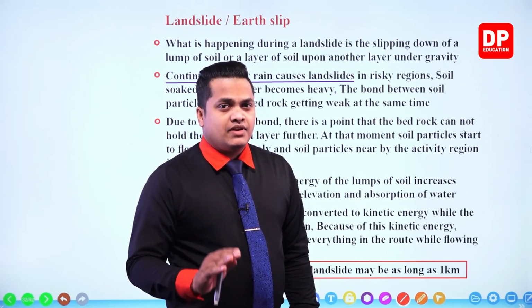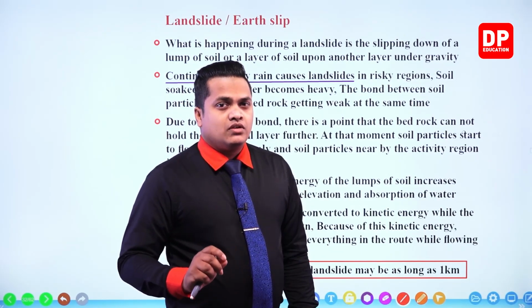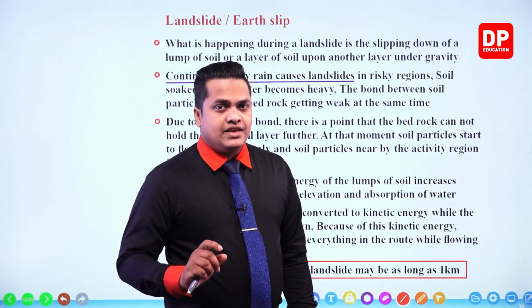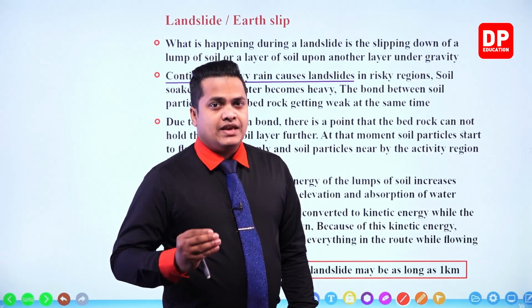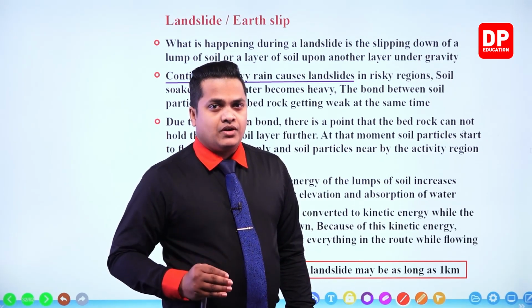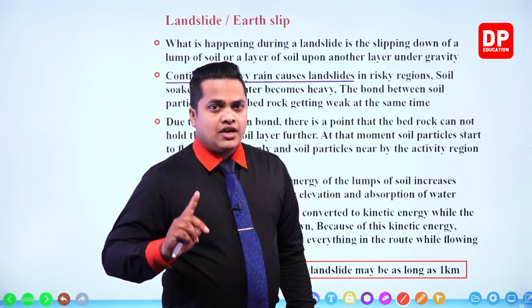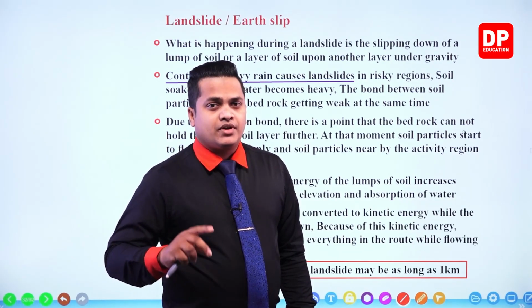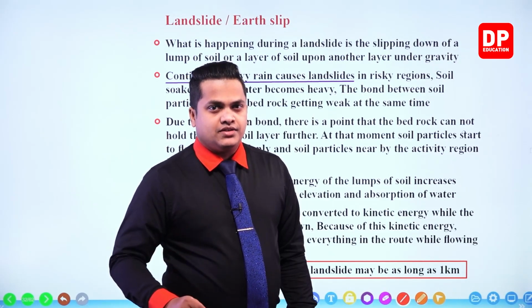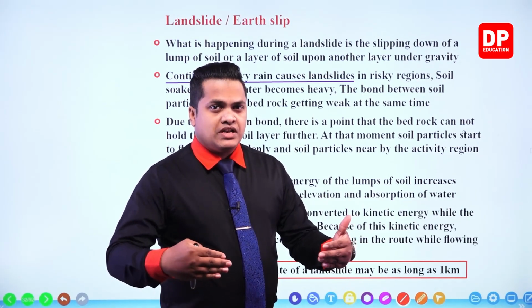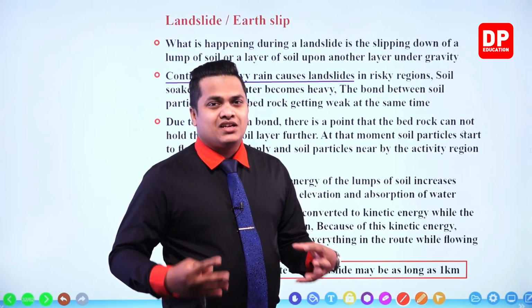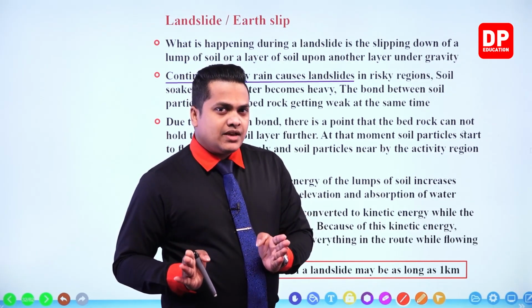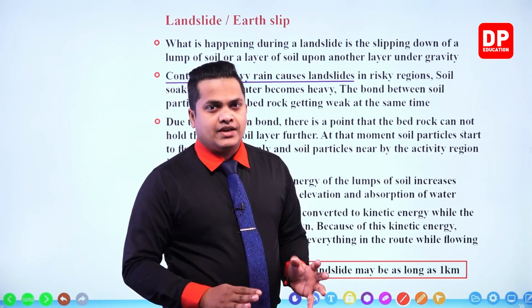When there is heavy rain, water will soak into layers of soil, and the topmost soil layer will definitely come down, converting high potential energy to kinetic energy. So when the soil layer is coming downward, gradually the speed is getting increased because of converting that potential energy into kinetic energy.